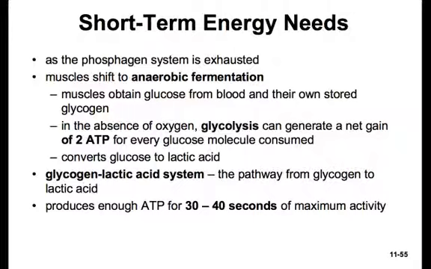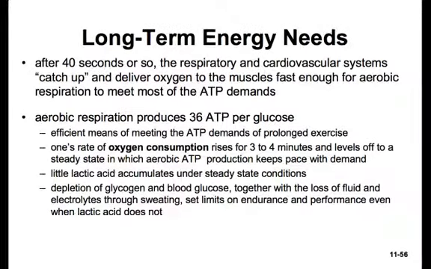If you're going to run completely around a baseball diamond or play basketball, this is the system that's predominantly used. Now, after about 40 seconds or so, the respiratory and cardiovascular systems have kind of caught up and deliver oxygen to the muscles. It's coming fast enough for aerobic respiration to meet the needs of the muscles. Aerobic respiration produces much more ATP. Thus, this is an efficient means of meeting the ATP demands for prolonged exercise. Very little lactic acid accumulates under steady-state conditions.